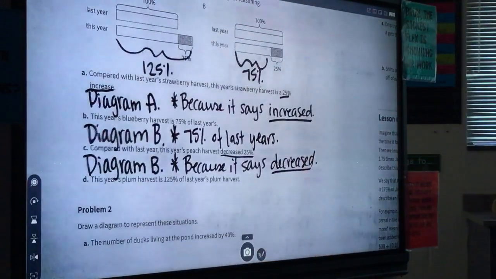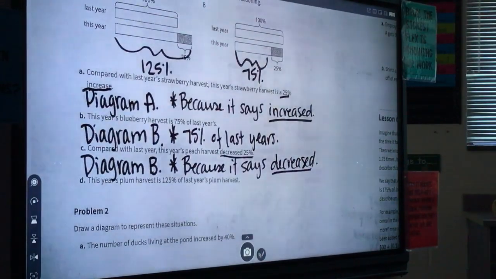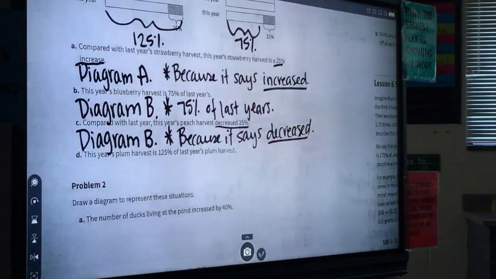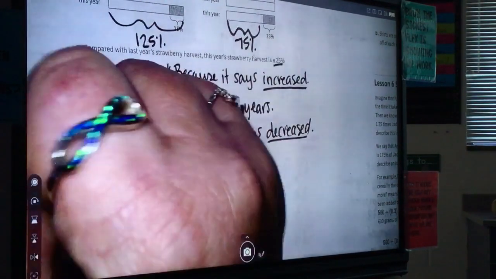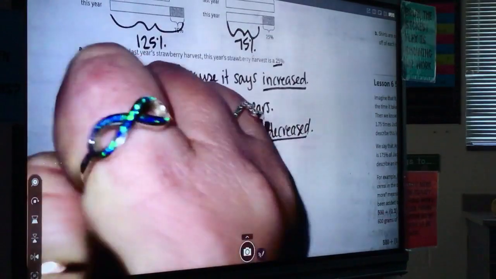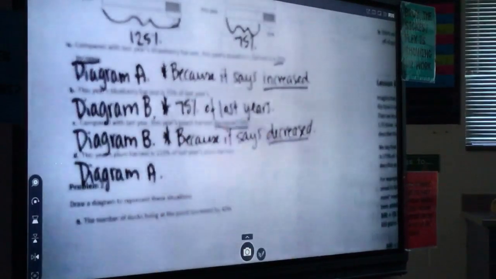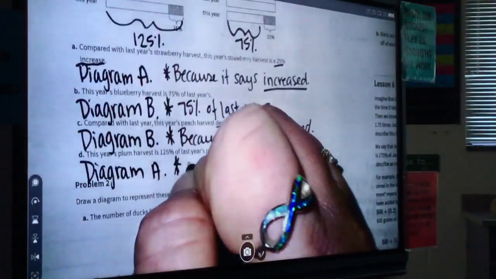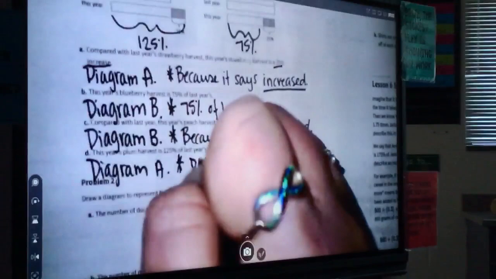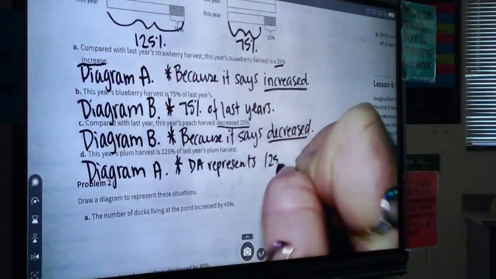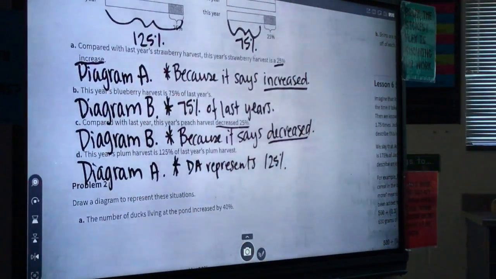All right, and then the last one, D, it says this year's plum harvest is 125% of last year's plum harvest. All right, stand up if you pick diagram A. Okay, and why? Easton, why is it diagram A? Because diagram B, it's not 125%, it's about 75%. Diagram A is 125%, so it would be diagram A. Okay, perfect. All right, so all of those are good reasons.